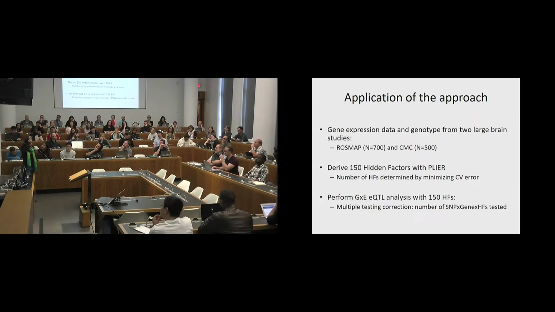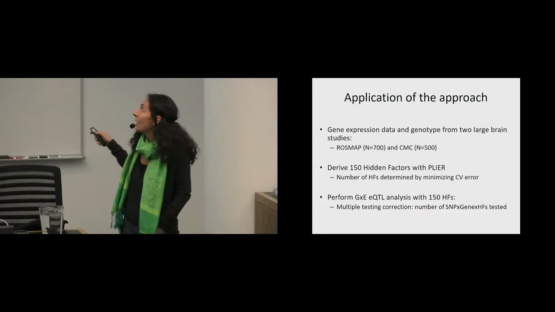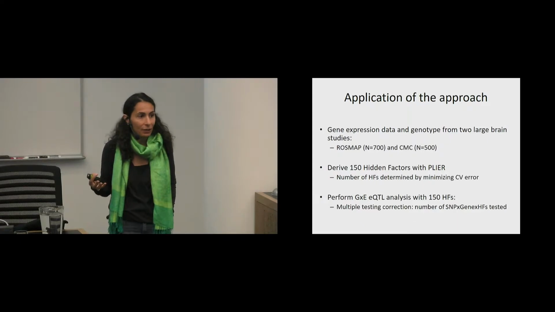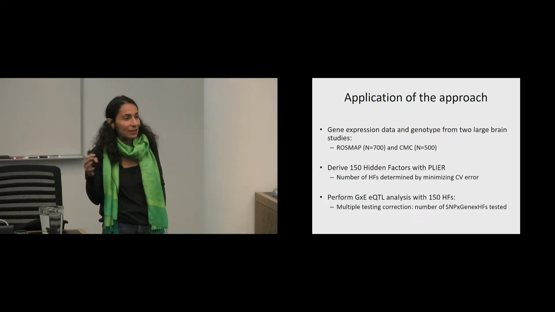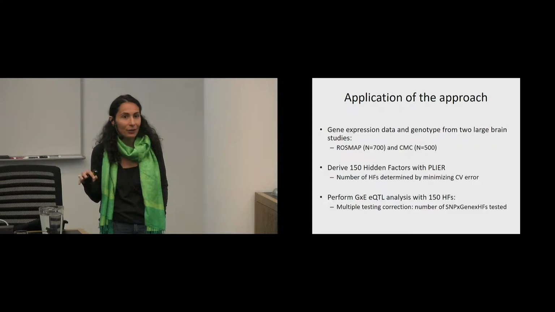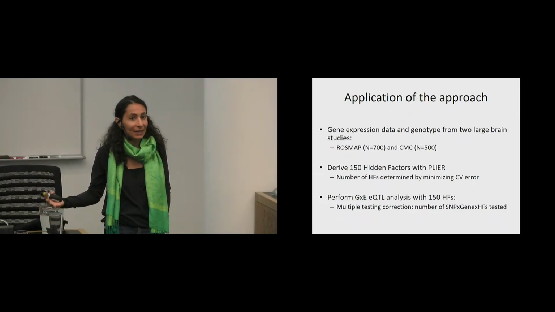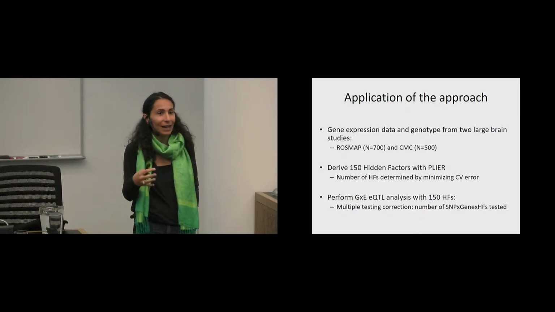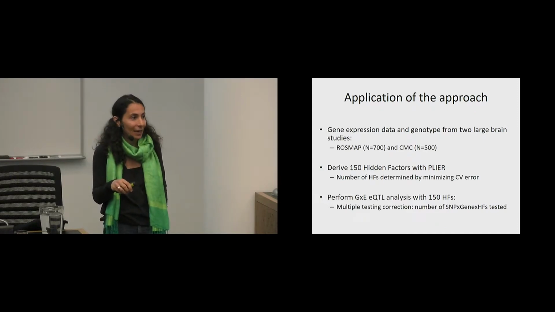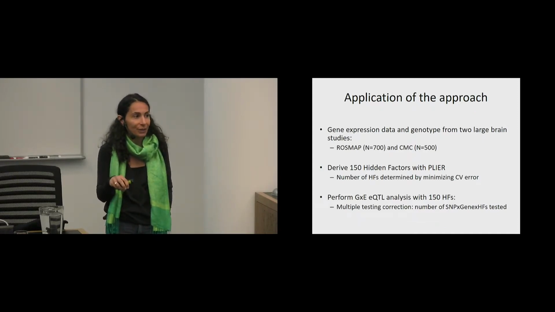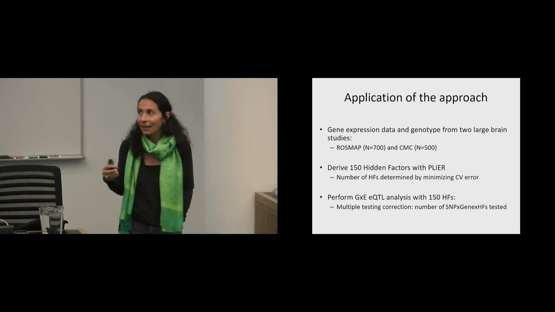In application, we applied this approach to two large gene expression data sets that came with genotype from the brain. This is the ROS-MAP study that has about 700 individuals, and the Common Mind study that has about 500 individuals. We combined these two and actually did a lot of replication analysis that I'm not going to tell you about, to see if you find factors in one data set, can we replicate them in a second data set? There's really nice correspondence if we apply such constraint-based factor analysis, because it tries to find biological signal rather than things that might be more technical.